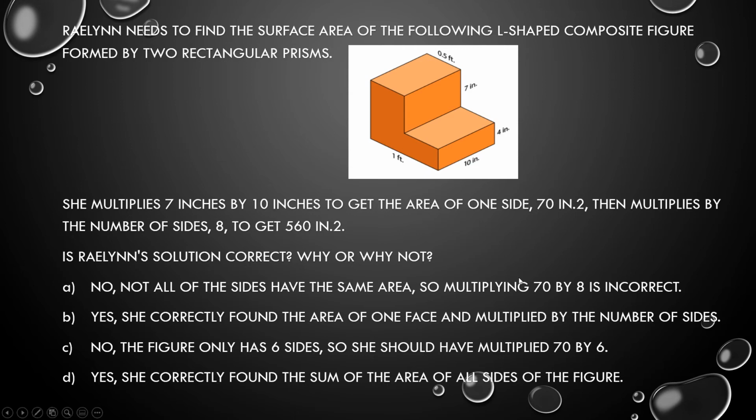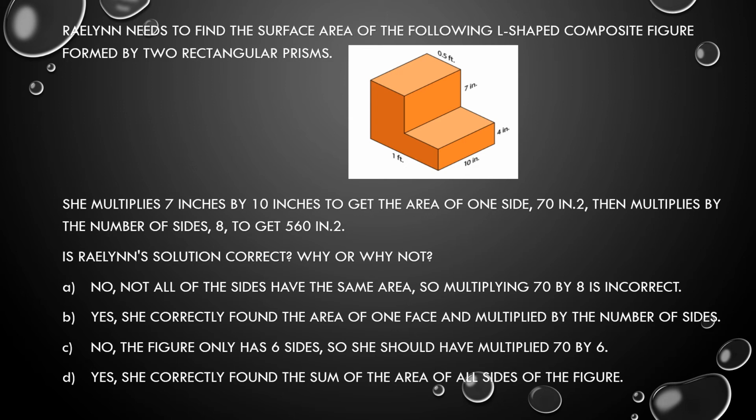Alright, next problem. So here we don't need to find the surface area. We need to figure out what Raylan did here to make a mistake. And it says that Raylan needs to find the surface area of the following L-shaped composite figure.